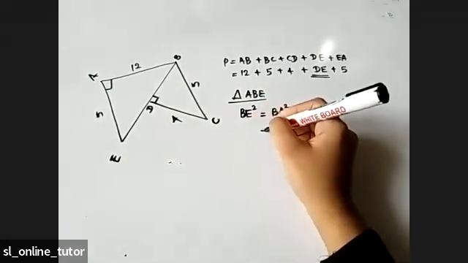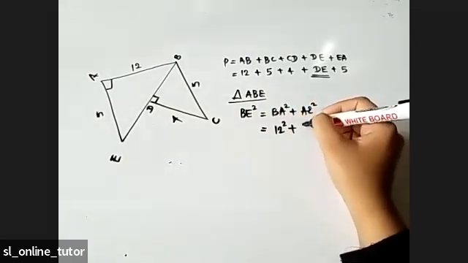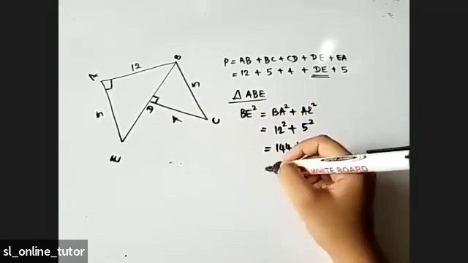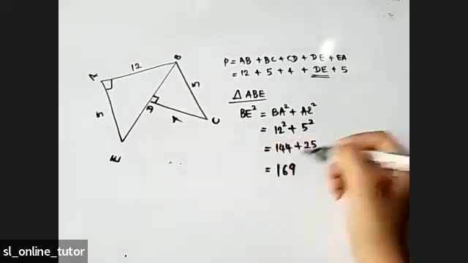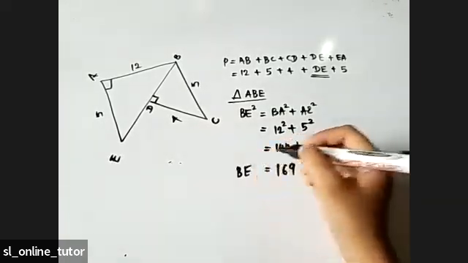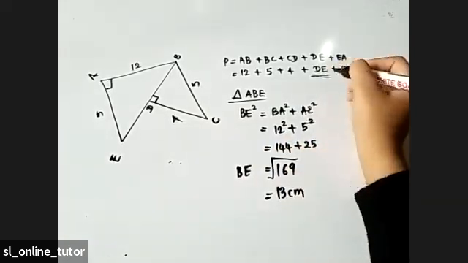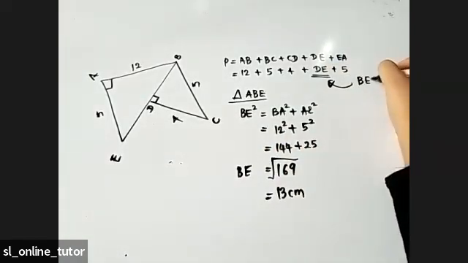Now what is BE? We don't know. We are going to find that. BA is 12 squared. AE is 5 squared. You're getting here 144 plus 25. So you get 169. That is for BE squared. So if you want only BE, you take the square root, that is 13 centimeter. But we need DE. You have to understand one thing. DE is the subtraction of BE minus what? BE minus BD. So now we have to find BD also.